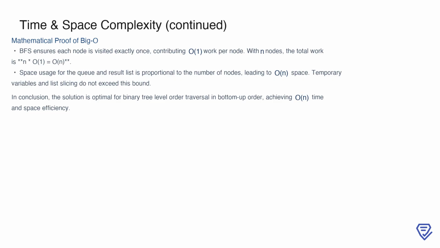Additionally, temporary variables and operations like list slicing do not exceed the O(n) space bound. Thus, we conclude that this solution is optimal for performing a bottom-up level order traversal of a binary tree, achieving an impressive O(n) time and space complexity.